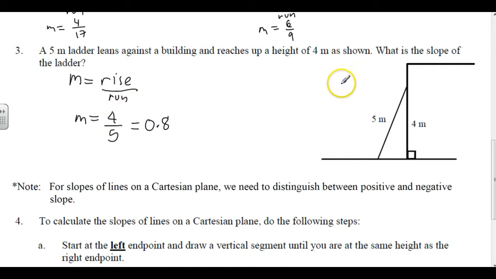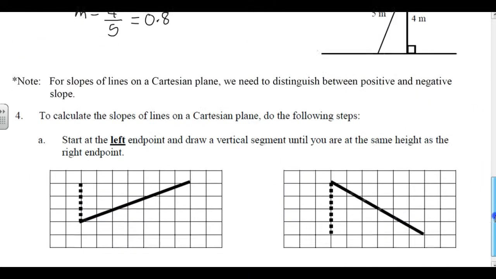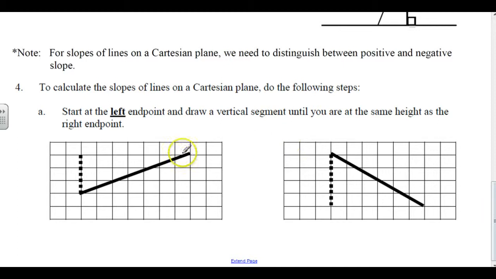For slopes of a line on a Cartesian plane, we need to distinguish between positive and negative slopes. To calculate the slope of the line on a Cartesian plane, do the following steps. Start at the left endpoint, so we're going to go from left to right, but before we do that, of course, slope is rise over run, so we're going to go up or down. So start at the left endpoint and draw a vertical segment until you're at the same height as the right endpoint. Okay, so start down here, go up, or again, starting at the left endpoint, go down.